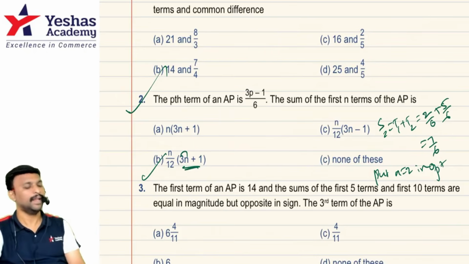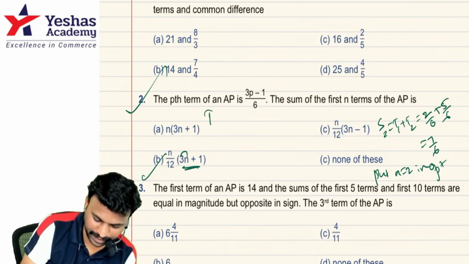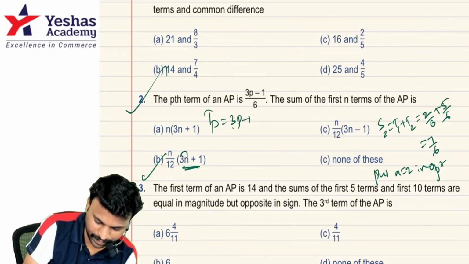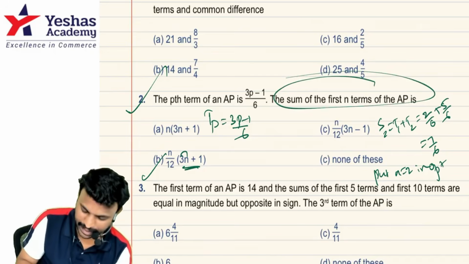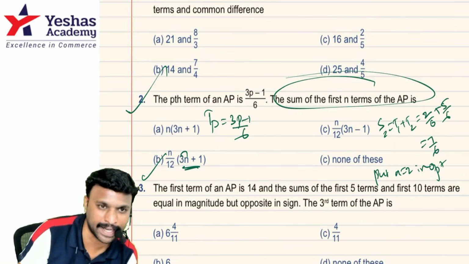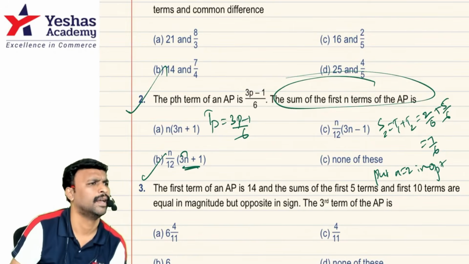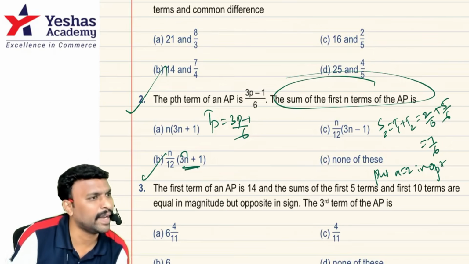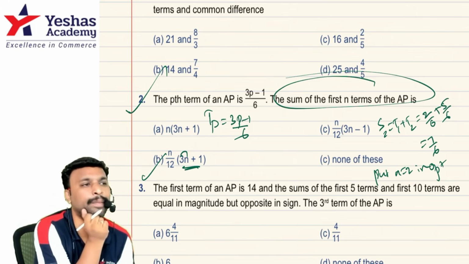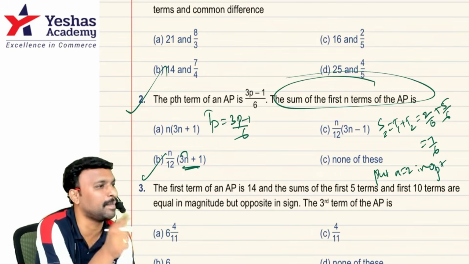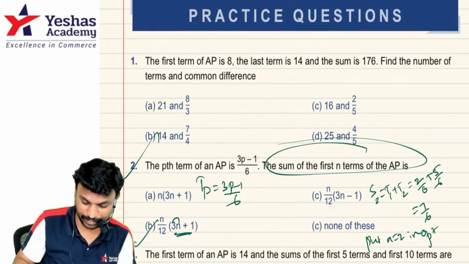Option B. Guys, pth term given Tp is 3p minus 1 by 6. They're asking us to find sum of first n terms. And then S2 you are going to find, not Sn. Should I give you a line? Whenever sum of n terms is asked by giving Tn, what do you do? Find sum of first two terms by using S2 is T1 plus T2.